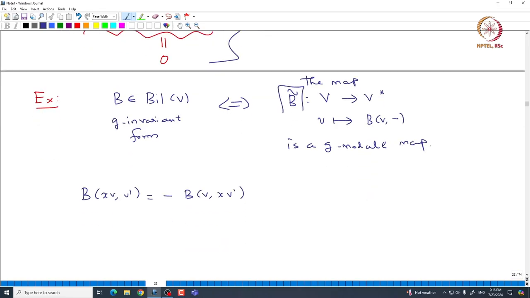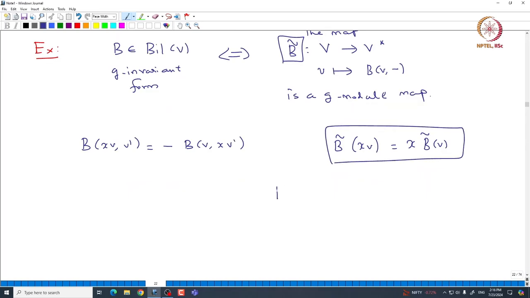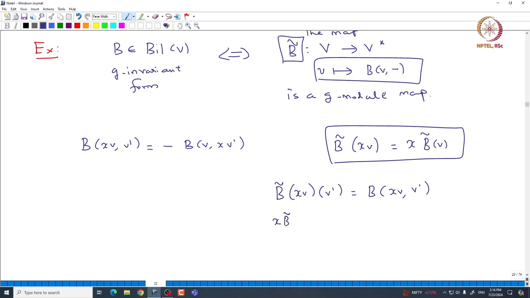What is the meaning of B tilde being a G module map? It means that if we take B tilde of x v, that should be exactly x times B tilde of v. Let us rewrite this. B tilde of x v is again a form on V star, so we evaluate on v dash. By definition, this is exactly B of x v, v dash, because v is mapped to B of v comma dash. Now, on the other hand, what is x B tilde of v? When you apply this on v dash, remember how the action of G is defined on the dual.